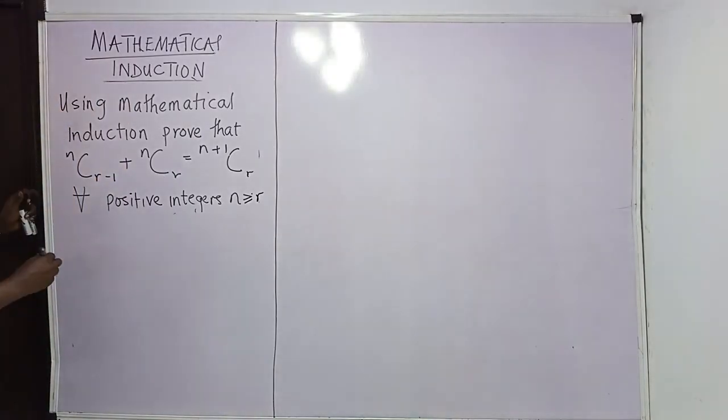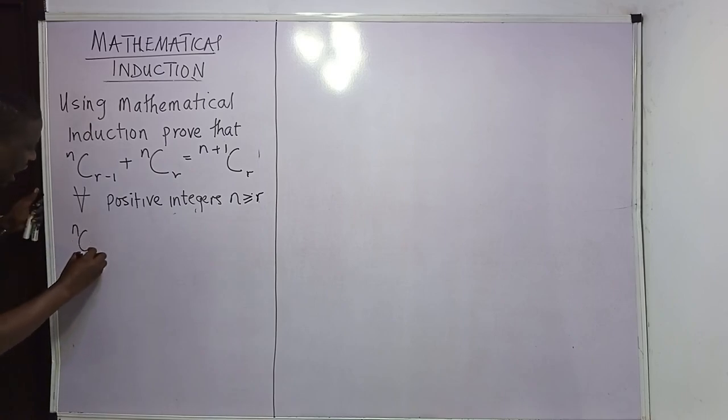We want to solve this mathematical induction. We want to prove it. Combination question with mathematical induction. It says using mathematical induction, prove that n combination r minus 1 plus n combination r equals n plus 1 combination r for all positive integers n greater than or equal to r.